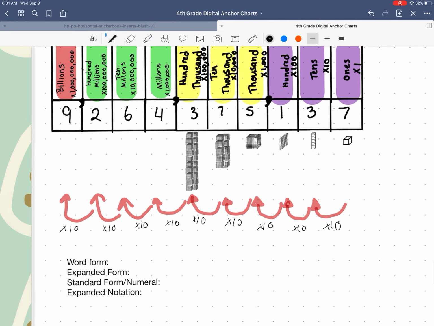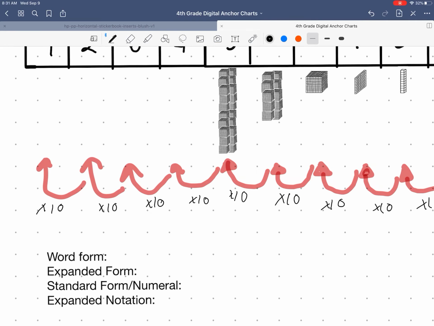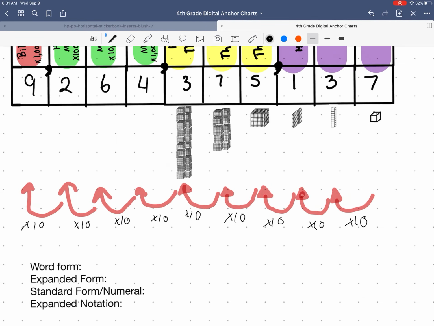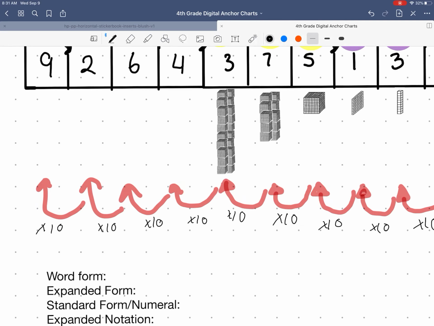Alright, so let's try it together. Alright? So let's start to do the word form.